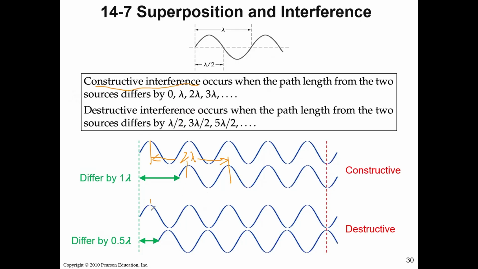And for destructive interference, you just need to displace these two waves by half a wavelength. And after you displace it by half a wavelength, you can move one of the waves by another wavelength, and the case is still the same, right? So you can have path lengths from the two sources differ by half lambda plus lambda, which is 3/2 lambda, and half lambda plus 2 lambda, which gives you 5/2 lambda.